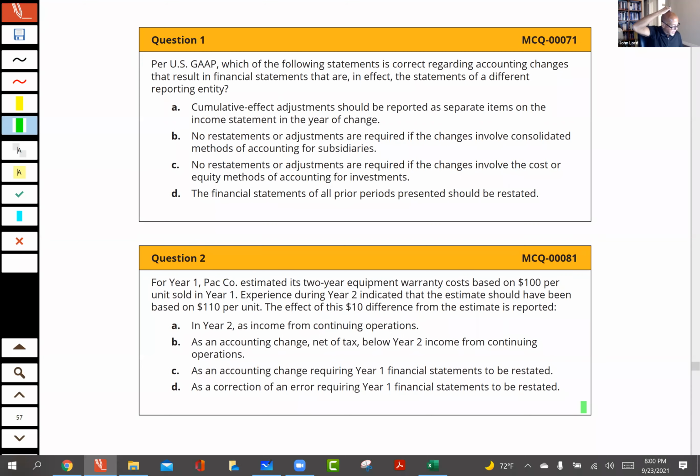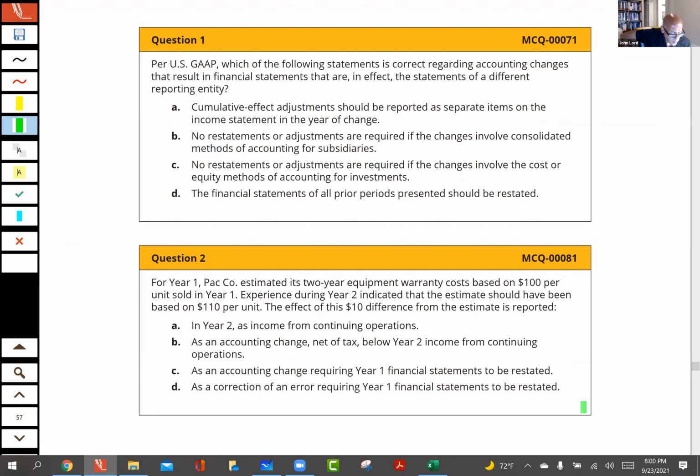So per US GAAP, which of the following statements is correct regarding accounting changes that result in financial statements that affect the statement of a different reporting entity? Now think, we have a flashcard that says we have change in accounting entity, don't we? And when you have change in accounting entity, what are you supposed to do? You're supposed to restate the statements of any periods presented, aren't you? Wasn't that the rule? Yep. Even though we don't call it restatement, technically we call it retrospective application, right? Okay, so let's just take a look.